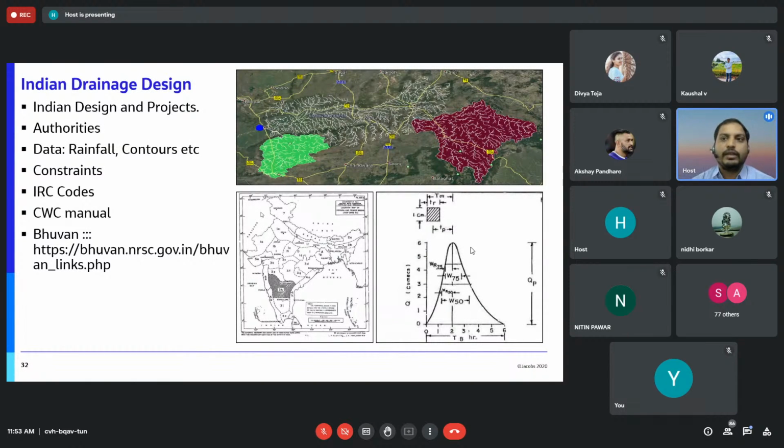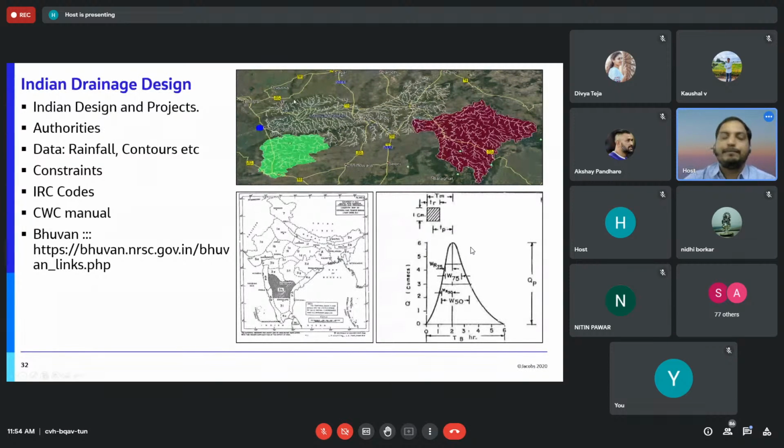Then there is one good site launched by ISRO and the meteorological department, which we call Bhuvan. You can go on that site and see all the catchment delineation, all the streams, and you can mark the catchment, judge the area, and calculate the flow.